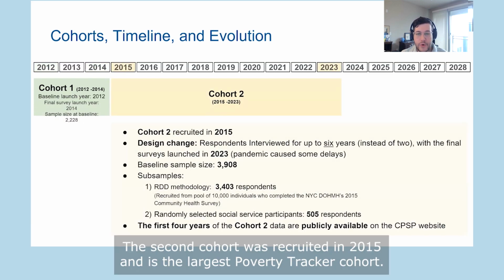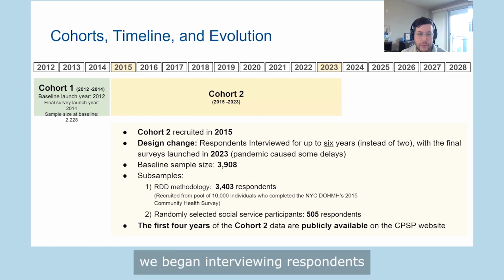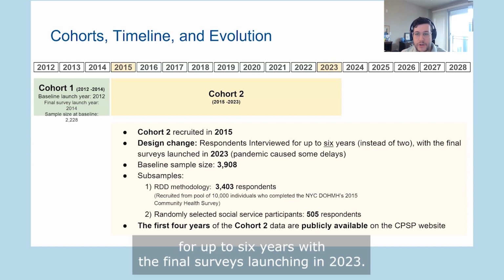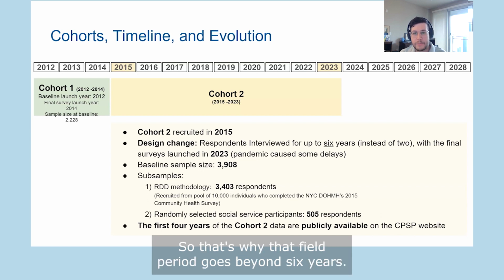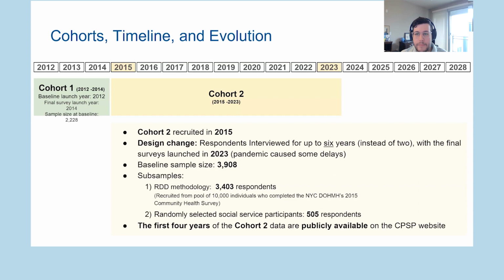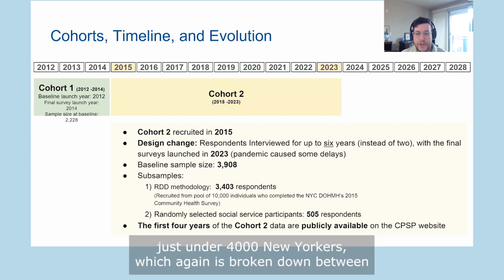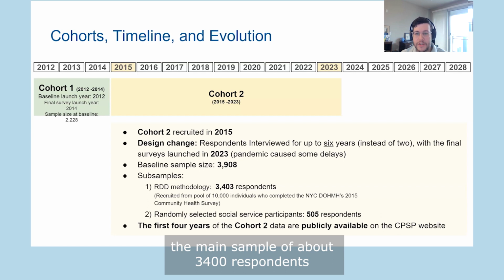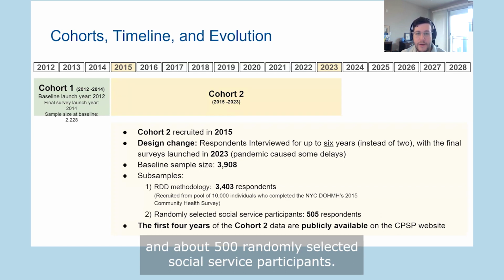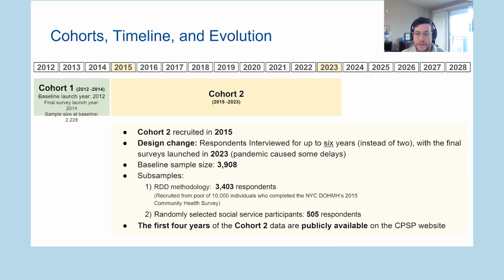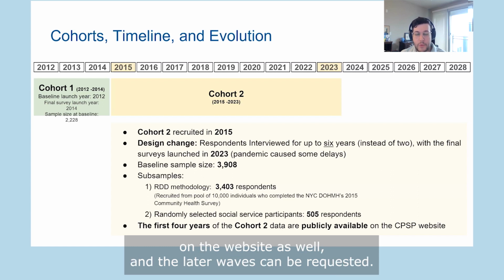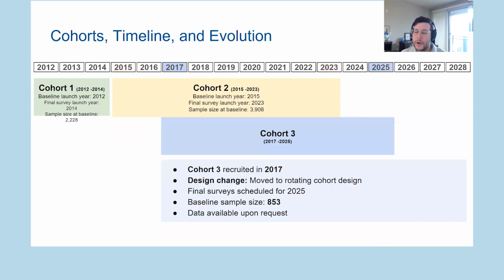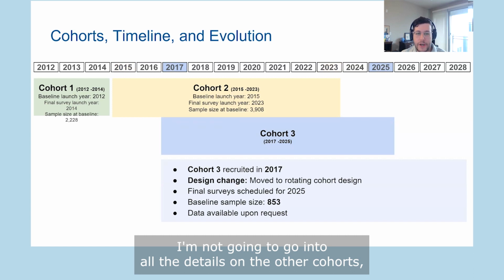The second cohort was recruited in 2015 and is the largest poverty tracker cohort. For the second cohort, we began interviewing respondents for up to 6 years, with the final surveys launching in 2023. There was a little bit of a delay with the pandemic, so that's why that field period goes beyond 6 years. And the sample size is just under 4,000 New Yorkers, which again is broken down between the main random digit dial sample of about 3,400 respondents and about 500 randomly selected social service participants. The first 4 years of the second cohort are available on the CPSP website as well, and the later waves can be requested.